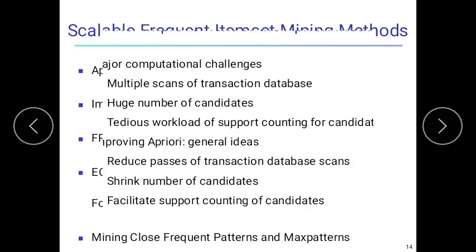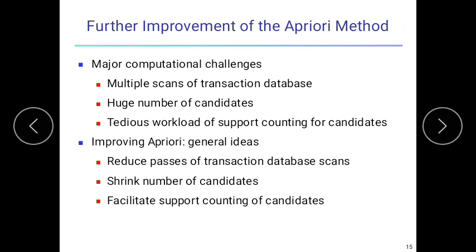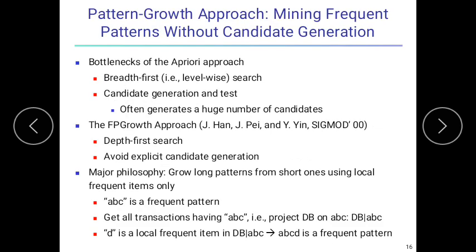So basically the drawbacks of the Apriori algorithm were that it required multiple scans of the database and generated a huge number of candidates, which imposed a tedious workload on the support count of the candidates. So this could be improved by reducing the passes of transactions, that is database scans, shrinking the number of candidates, and also reducing the support count of candidates. One more drawback of the Apriori method was that it used breadth first search, and candidate generation and test already had a huge number of candidates.